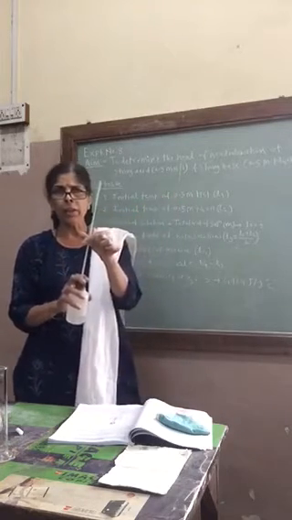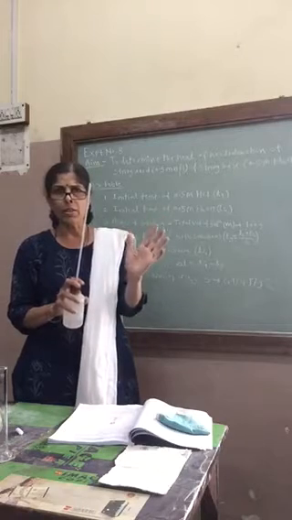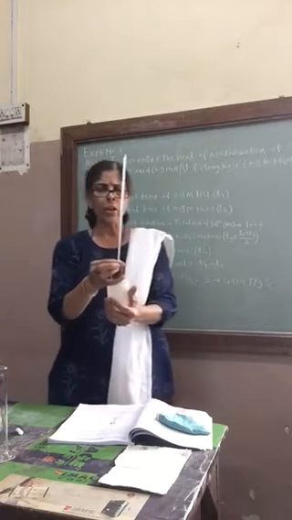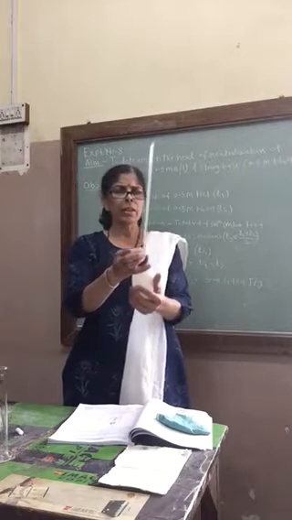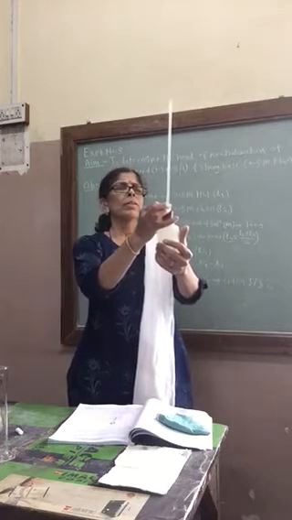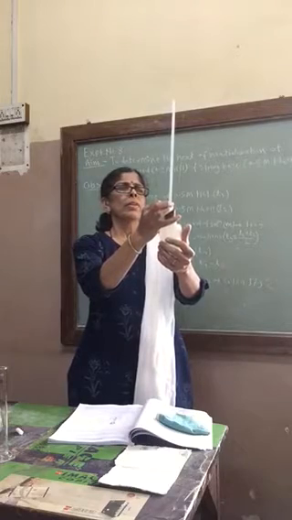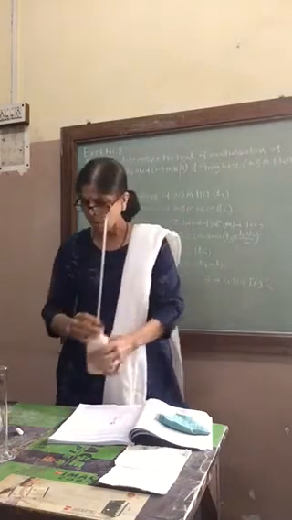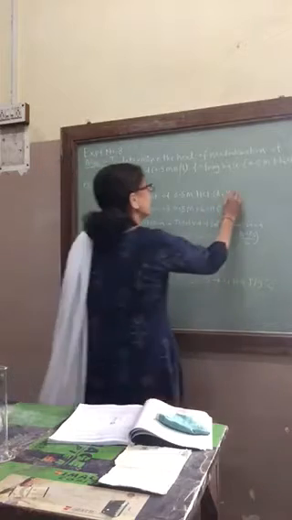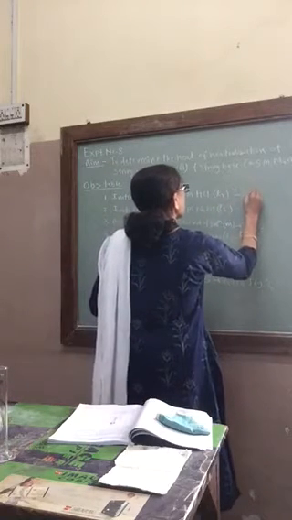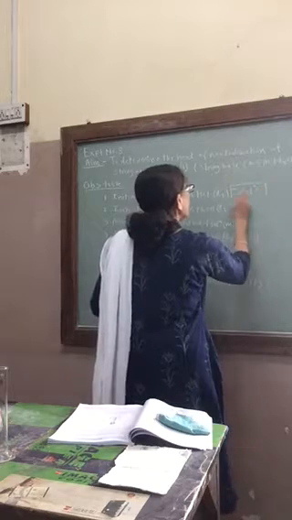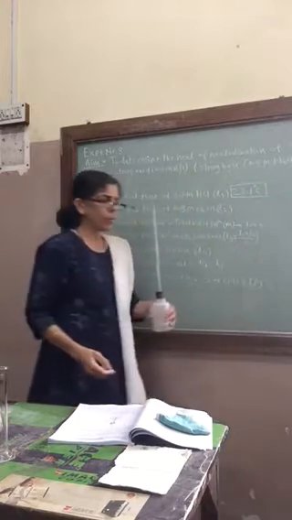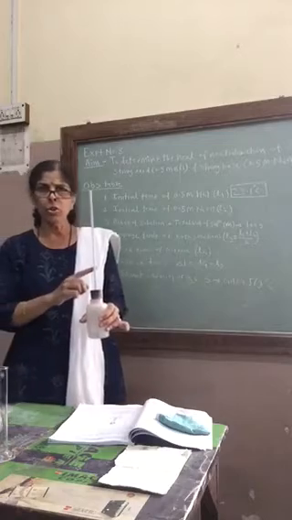How to read the thermometer, that I will show you afterwards. So I will record the temperature. The initial temperature of HCl is 28.1 degree Celsius. I have already told you that how to read the thermometer I will show you in the next part.